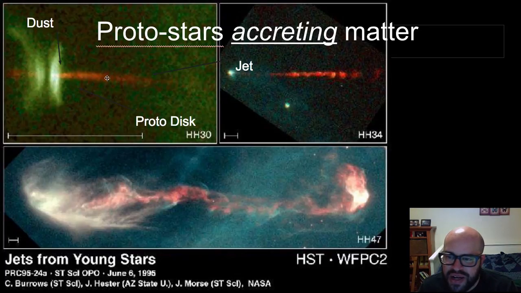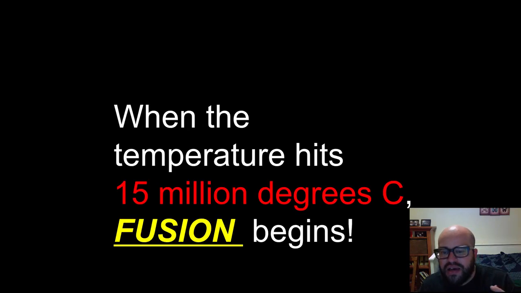So you have the protostar here. We have jets coming out the sides of them as they get hotter and hotter until 15 million degrees Celsius. And at 15 million degrees Celsius, fusion begins.